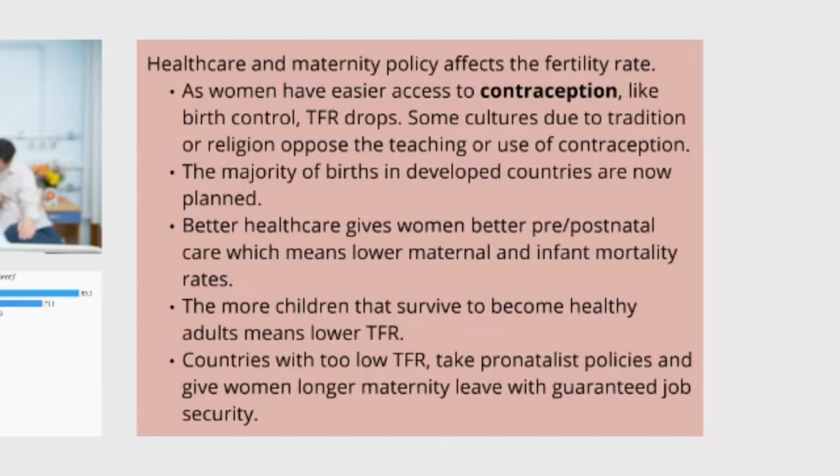Countries with too low total fertility rates, countries that are worried that their population is dwindling, take pro-natalist policies that we talked about in topic 2.7, and they do things like give women longer maternity leave with guaranteed job return when they get done. They give a lot of options of cheaper education for children. They give all sorts of incentives for women to have more kids because they realize that they're struggling to replace their population.